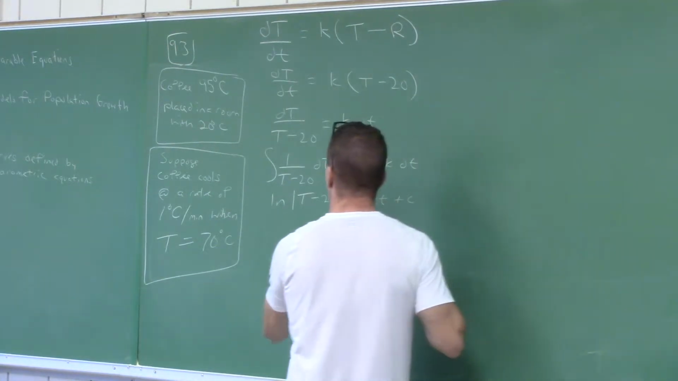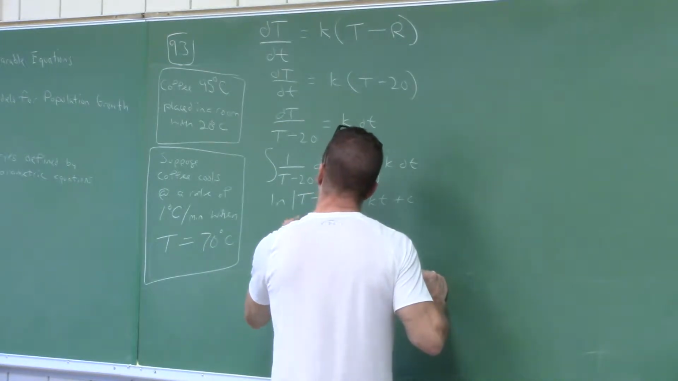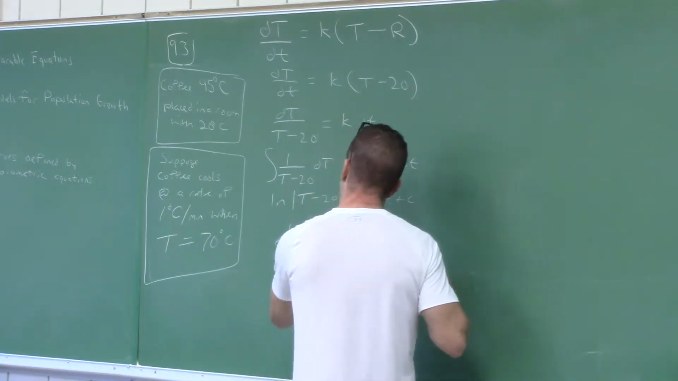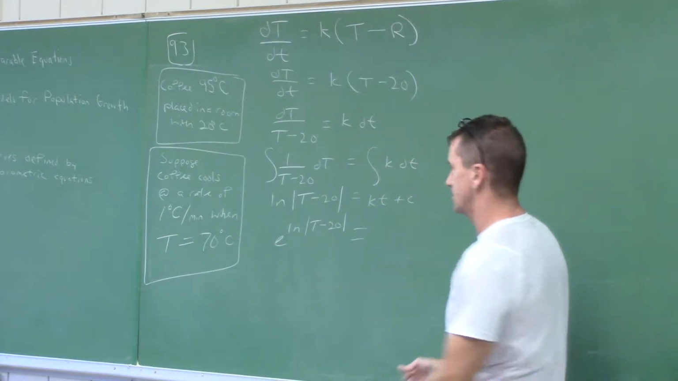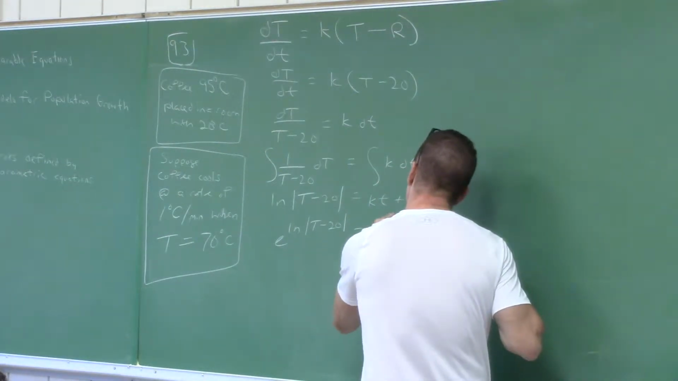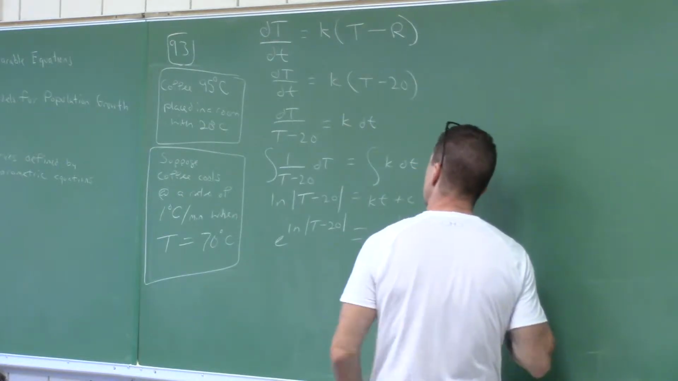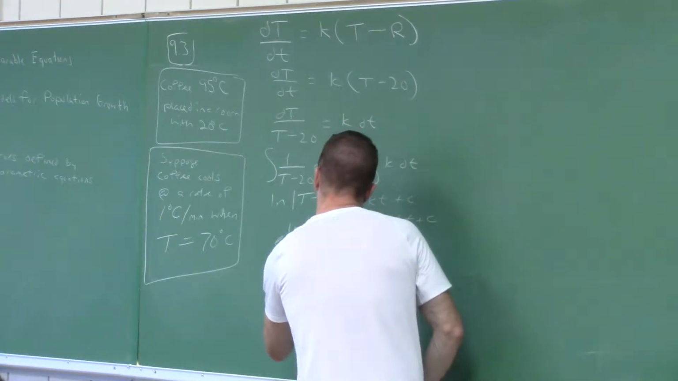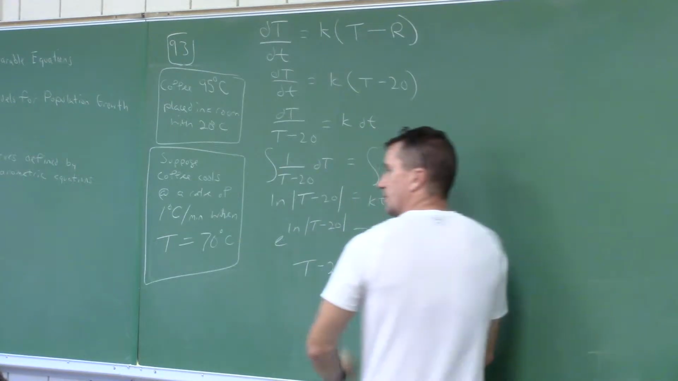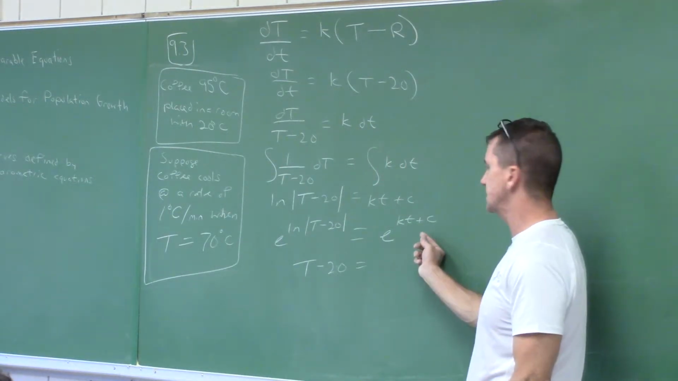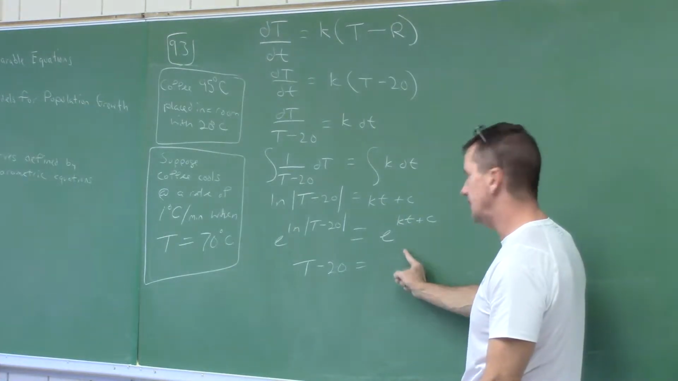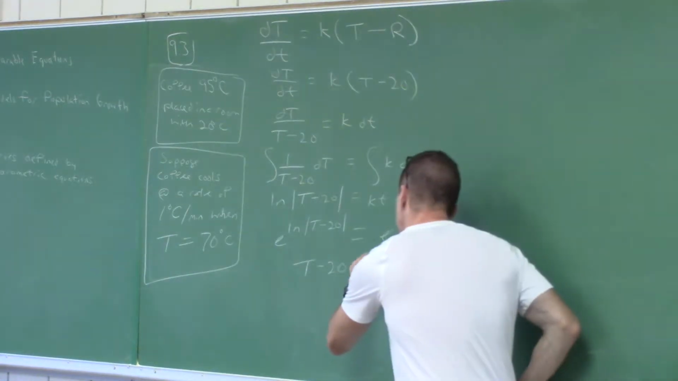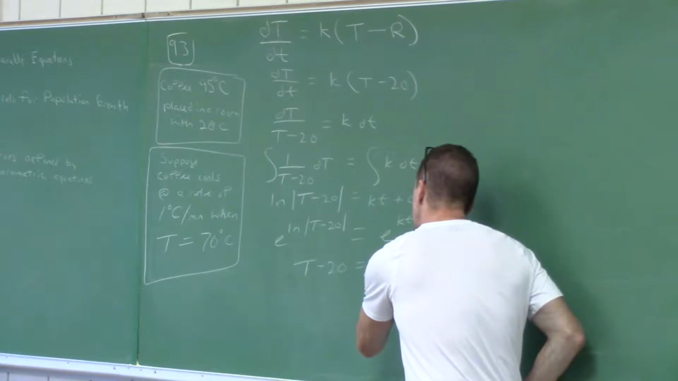Now e to that, e to the ln of T minus 20. I know some of you probably at this point can do 2 steps at once. That's okay. e to the kt plus c. So this is just what? T minus 20. I'll take the bars off because of the constant. Okay, I can just write this as C e to the kt. So there's that constant C.